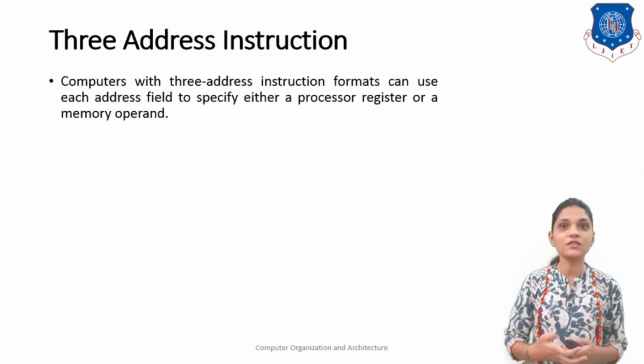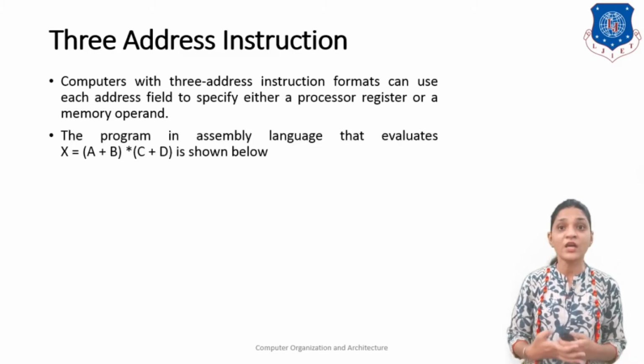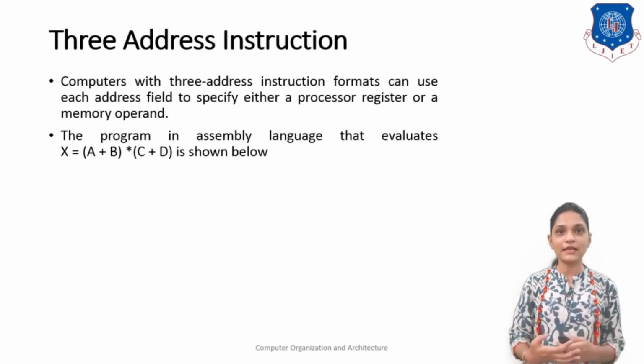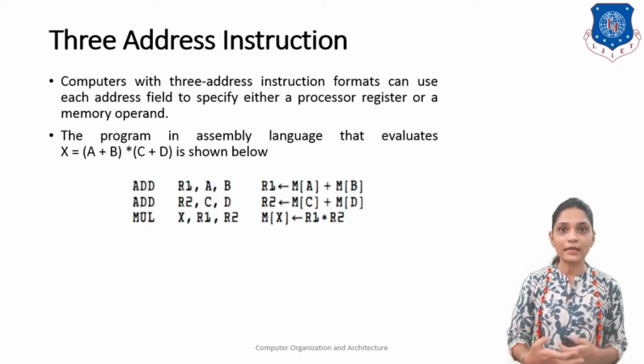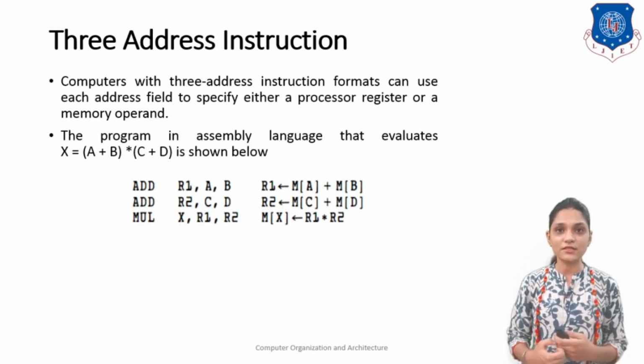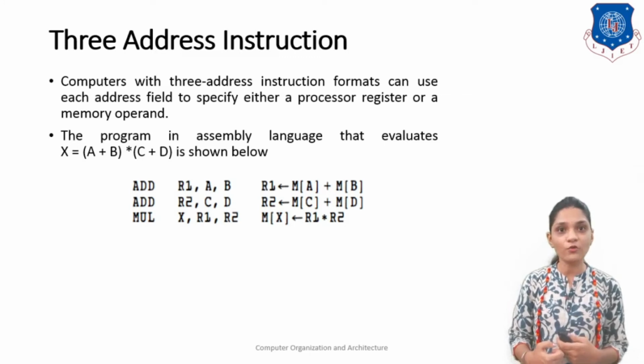In 3 address instruction, the computer with 3 address instruction format can use each address field to specify either a processor register or a memory operand. The program in assembly language that evaluates X = (A + B) * (C + D) can be written like this: ADD R1, A, B. That means R1 is going to be stored as the addition of memory location A plus memory location B. Then we will use instruction ADD R2, C, D that will store the addition of memory locations containing C and D to the register R2.